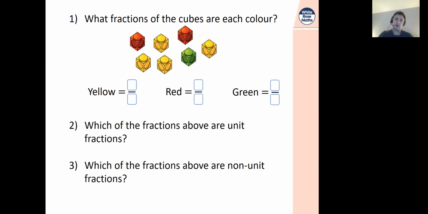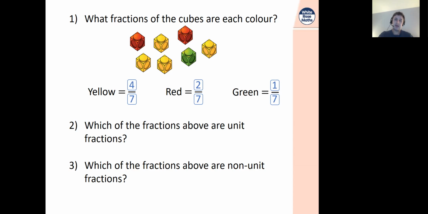How many yellows have we got? Well, we've got 4 out of 7. With our reds, we've got 2 of the 7, and the green, we've got 1 of the 7. You can read those fractions as 4/7, 2/7, and 1/7.